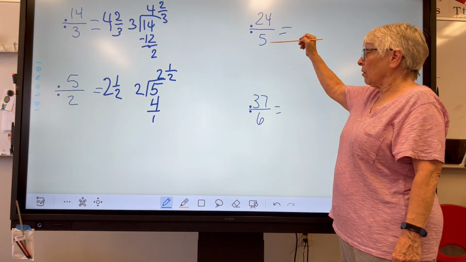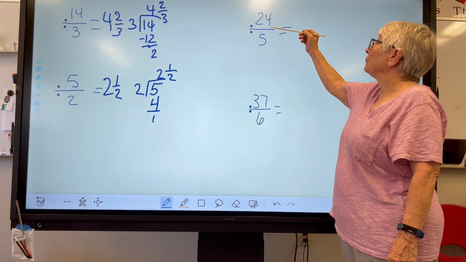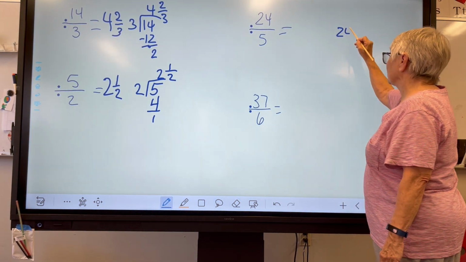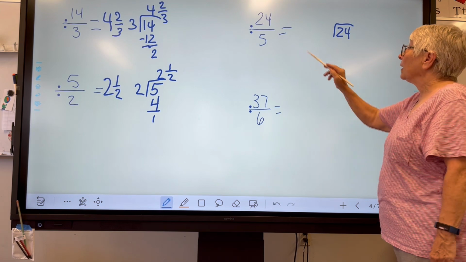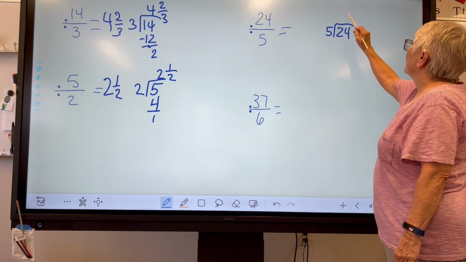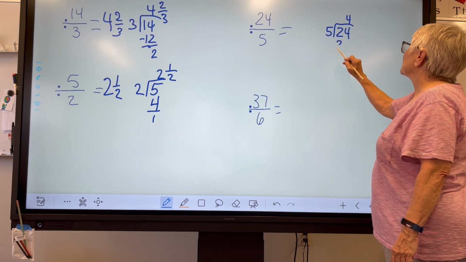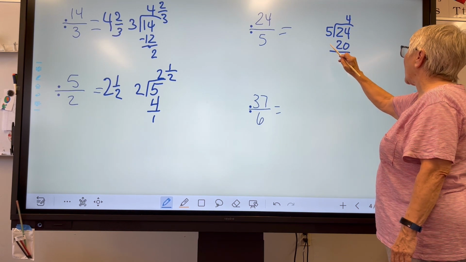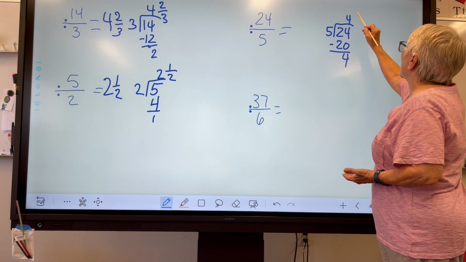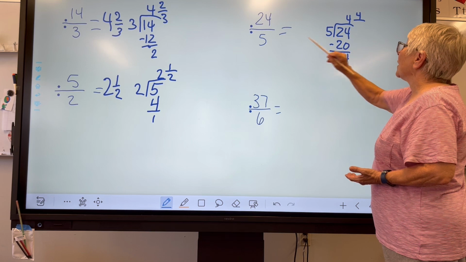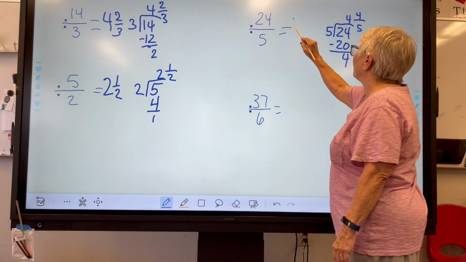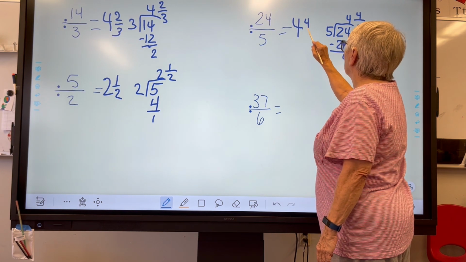This is 24 divided by 5, 24/5. So I put the 24 in the box. I divide by the denominator, which is 5. It goes in 4 times because 4 times 5 is 20. And I subtract and have a 4 remainder. The remainder is the top of the fraction. The denominator stays the same. 4 and 4/5.